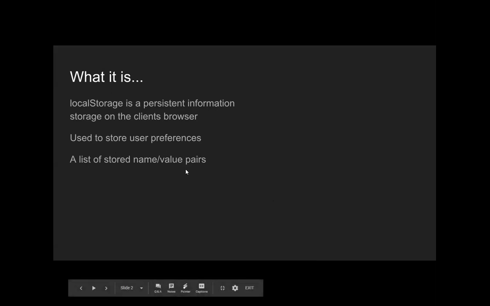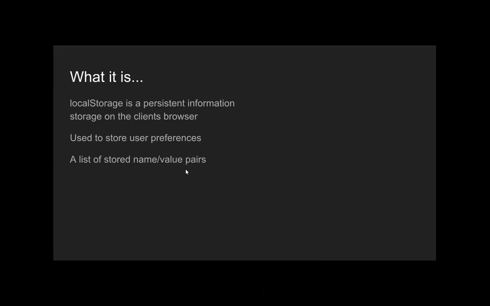It is a list of stored name and value pairs. It's kind of like a map where you pass it a string and it returns a value, which is a string value. It can only store and send string values. So that's something you need to be aware of. You can't put objects in there without using like a JSON format.